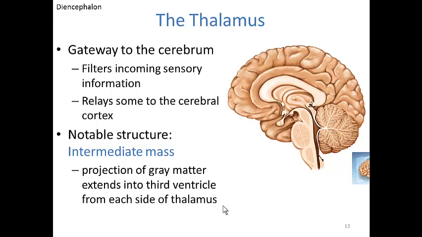A notable structure of the thalamus is the intermediate mass of the thalamus. It's that thing that looks like an eye right here. It's a projection of gray matter. Some people don't really have an intermediate mass of the thalamus.